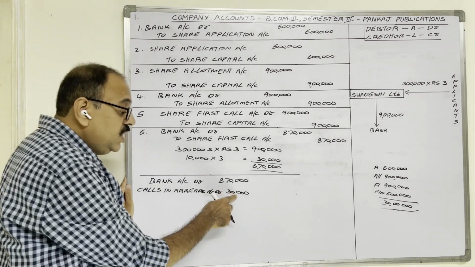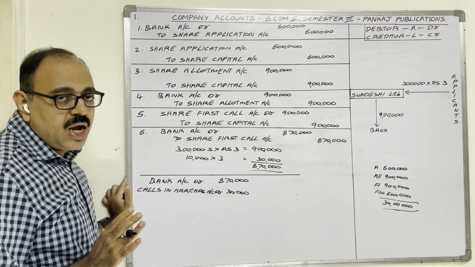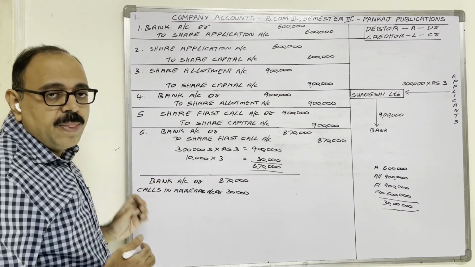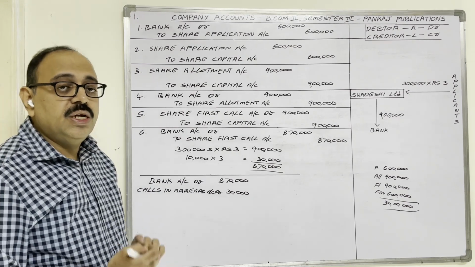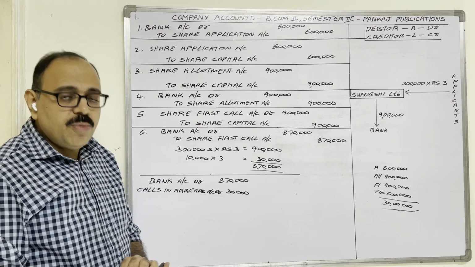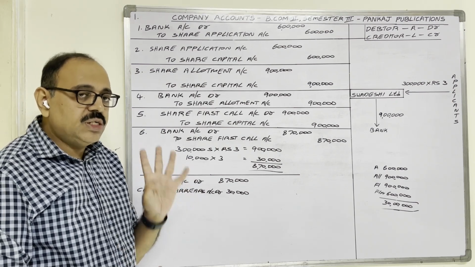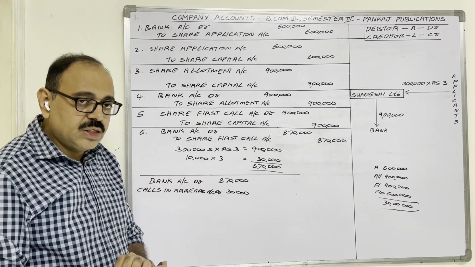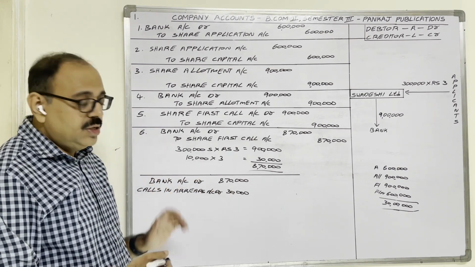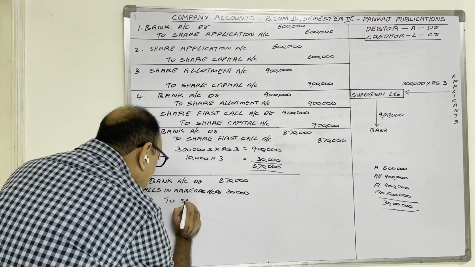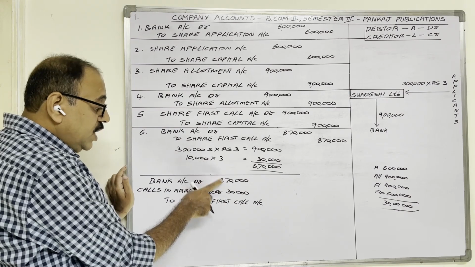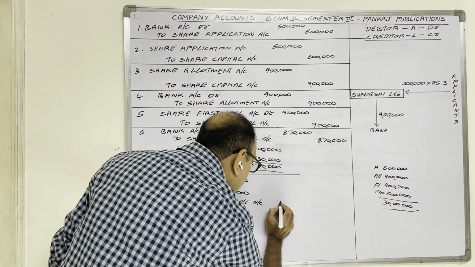Because this 30,000 is not going to come from the applicants. Means this 30,000 is loss to the company. Loss, expenditure, profit, income, they come under nominal accounts. Nominal account rule: debit all expenses and losses, credit all incomes and gains. As this is loss, as per nominal account, we are debiting it. To share first call account. Now share first call account amount will be 8,70,000 plus 30,000, 9 lakh.